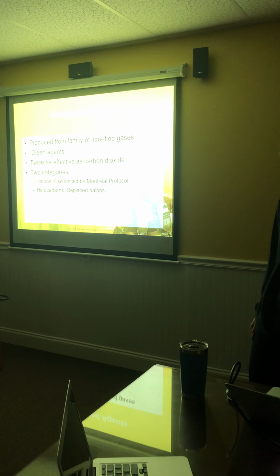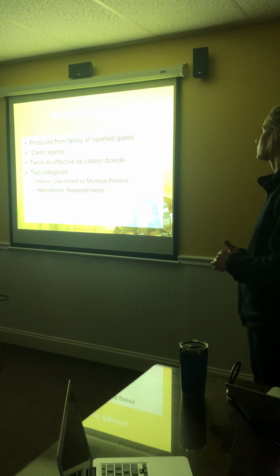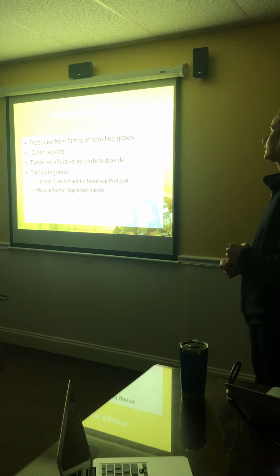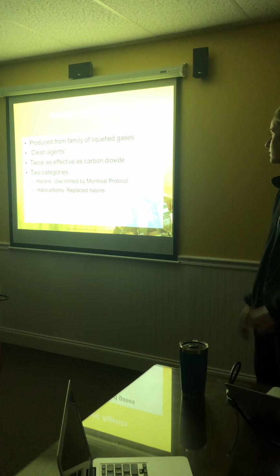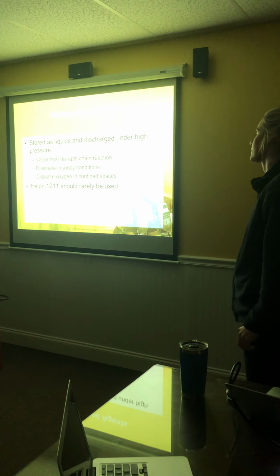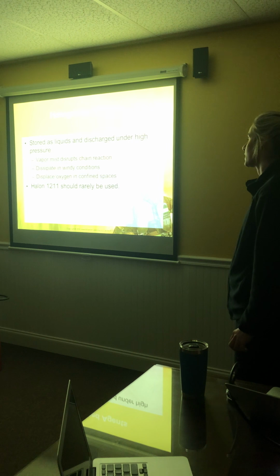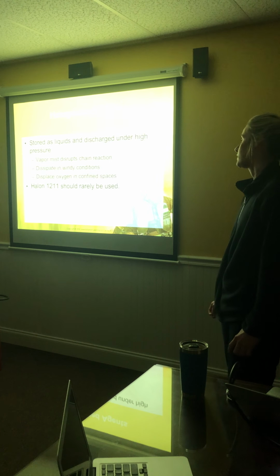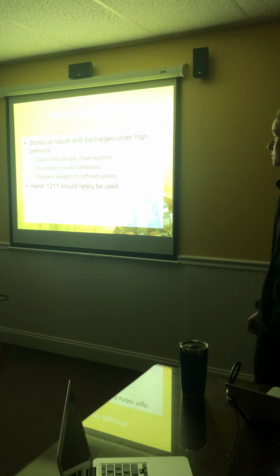Halogenated agents are produced from a family of liquefied gases. They're clean agents, twice as effective as carbon dioxide, and there are two categories: you have your halons and your halocarbons. They are stored as liquids and discharged under high pressure. The vapor mist disrupts the chain reaction, it dissipates in windy conditions, and displaces oxygen in confined spaces. Halon 1211 should rarely be used.